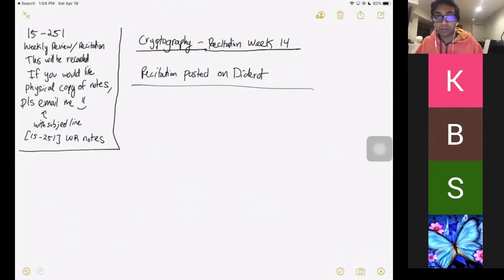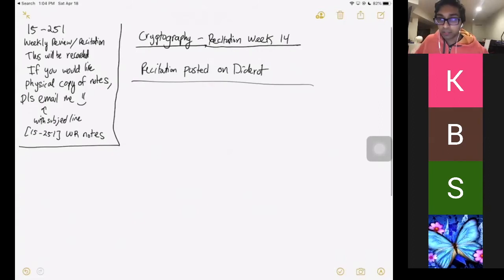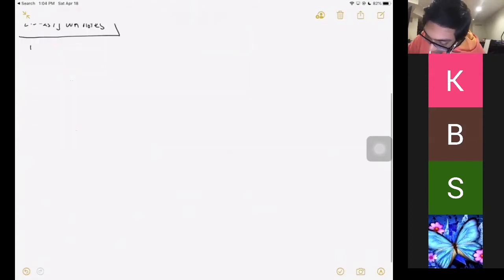Cool. So hopefully you all have the recitation handout pulled up. Before we dive into this material, there are a couple of definitions that I think would be useful to review because they're going to show up a lot later. So let's recall the following definitions.